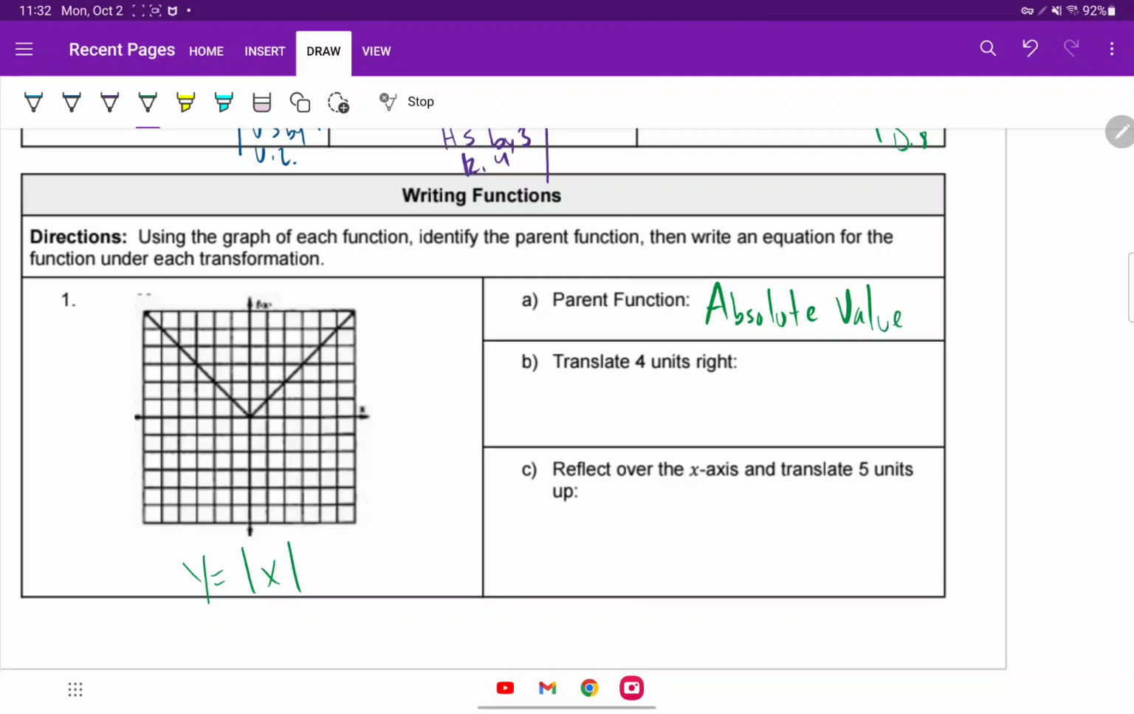So right 4 has to be inside the parentheses. So in this case, our absolute bars act as parentheses. So y equals the absolute value of x. Inside is lie, so it's minus 4.